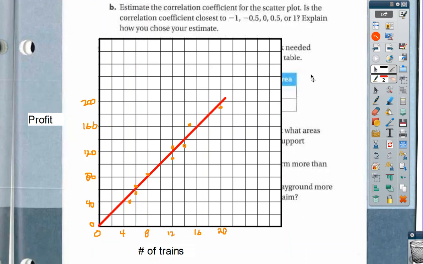Then they ask us if the correlation coefficient is going to be closer to -1, -0.5, 0.5, or 1. This is definitely closer to 1. These dots are really, really close to the line. So clearly, because our data is very close to the line, this is a very strong correlation and good line of best fit. Incidentally, the equation for this line of best fit, well, I'm going over 2 up 20. So 20 divided by 2 would be 10. So for every train that comes, you would expect to get a profit of $10 extra. All right, I'm going to get rid of that.